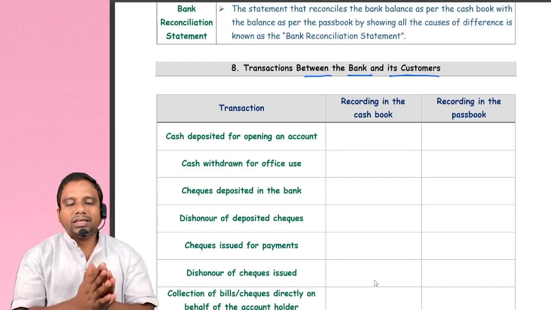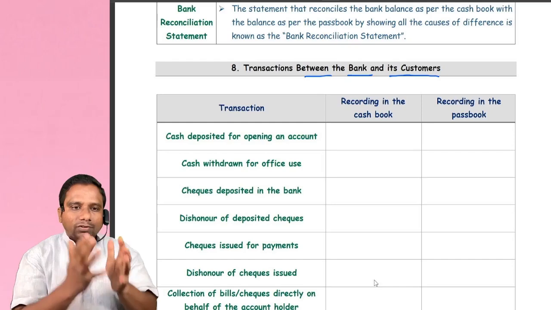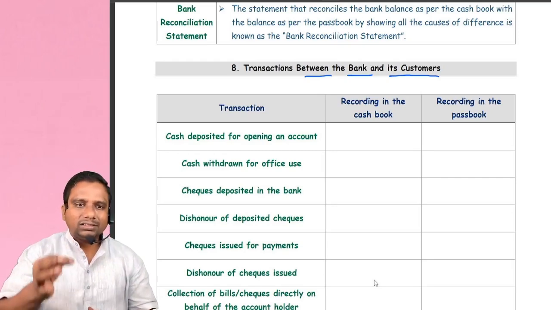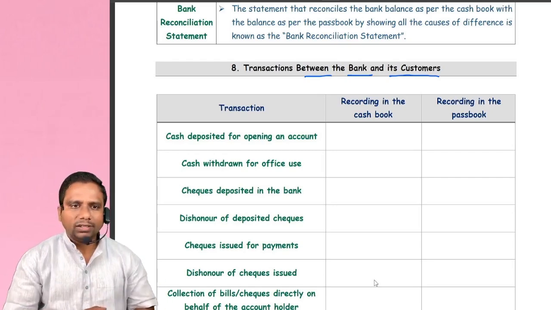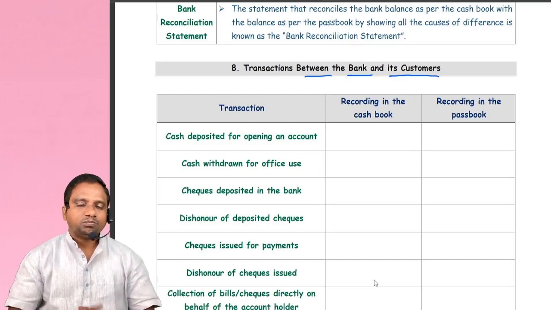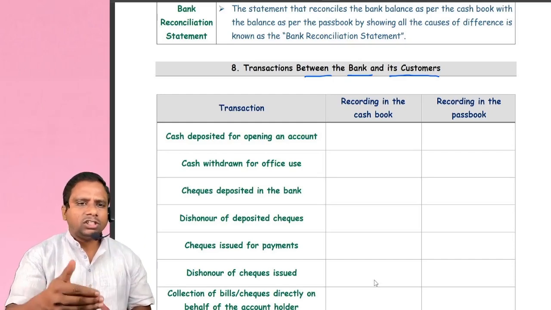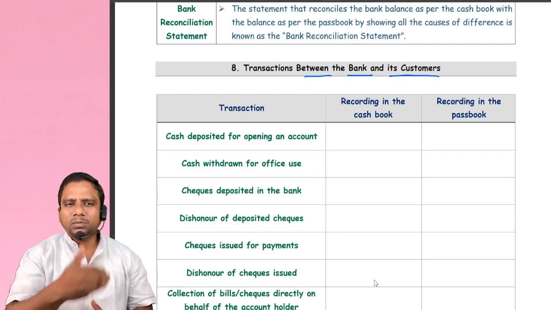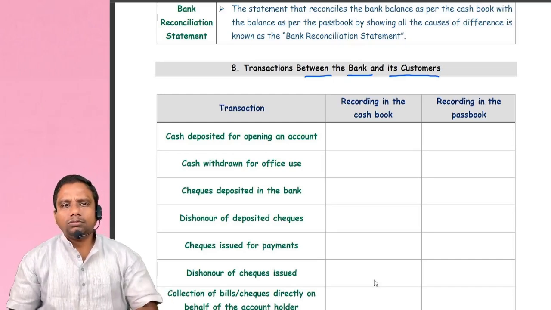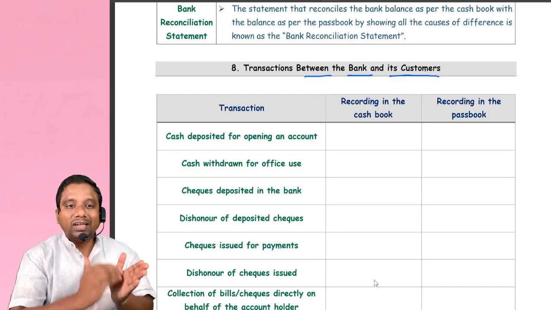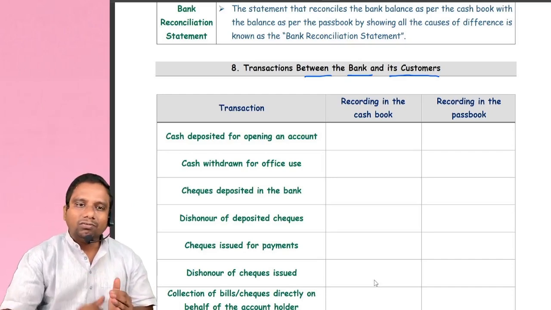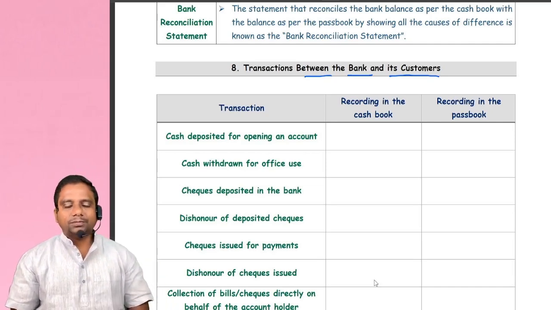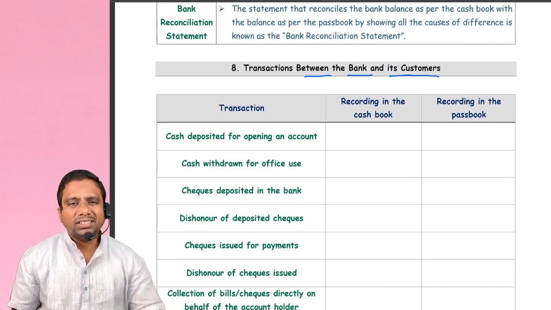Once you understand the transactions, see, we already understood that whenever we deal with the bank, whenever we deposit or withdraw money from the bank, this is recorded in two places. One is the cash book in the books of the customer, and the bank passbook in the books of the bank, which is the customer account in the books of the bank. Now we try to understand when the transaction is recorded in the cash book and when it is recorded in the passbook. If you can understand this now, then preparation of BRS becomes easy for us.